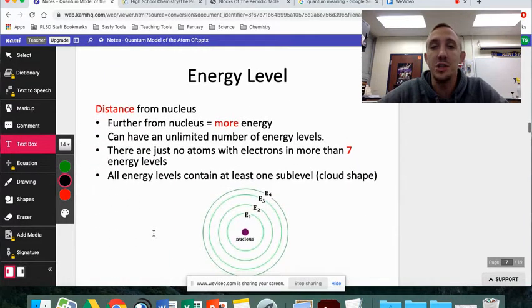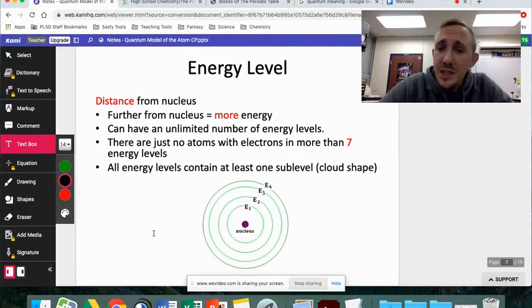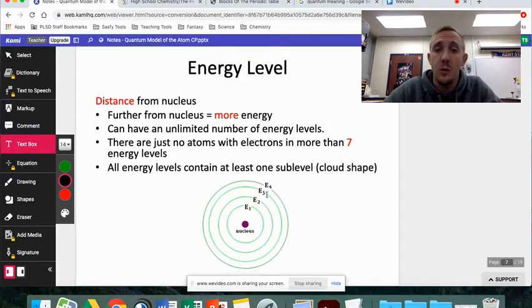So what do the energy levels mean? The energy level is just the distance from the nucleus. The further from the nucleus, the more energy it can have. If I asked you which of energy levels 1, 2, 3, and 4 has more energy, your answer would be energy level 4, because it's furthest from the nucleus. Now, there can theoretically be an unlimited number of energy levels, but we only have enough elements to fill 7. While theoretically we could have 8, 9, 10, it's not plausible. There are no atoms with electrons in more than 7 energy levels.